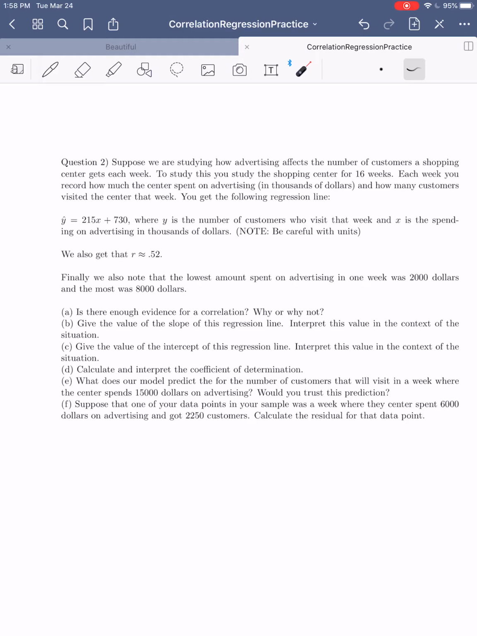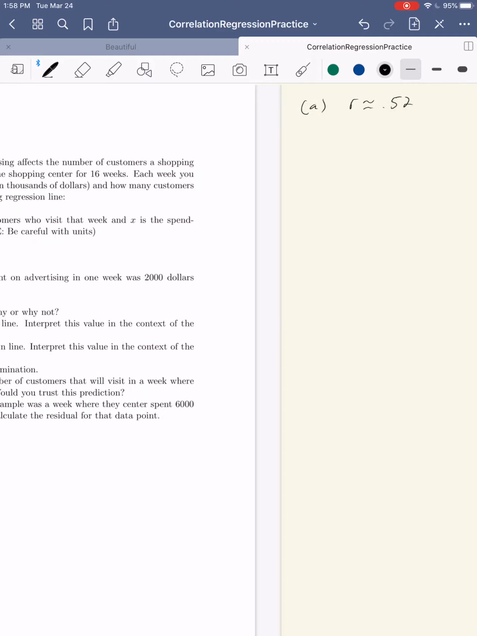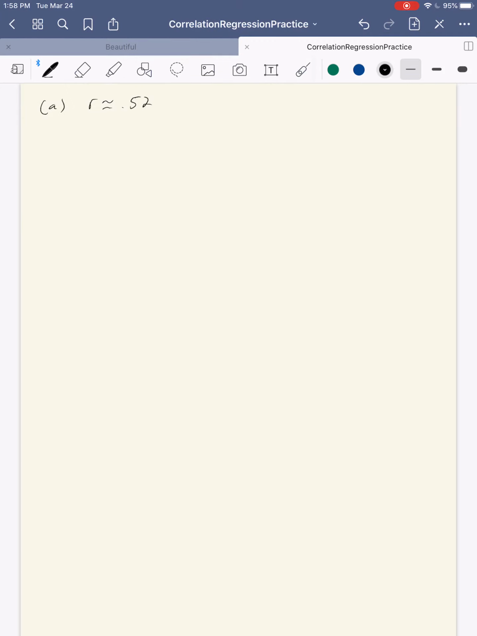So first, is there enough evidence for a correlation? Why or why not? So we know for A, we have an R that they told us was about 0.52. That's what was stated in the question. To compare that, we need to go on to table E. To do that, we need to know the amount of data. Now, obviously, in this one, we don't have raw data, but in the question, it said that you visited for 16 weeks. So we know that N is 16.